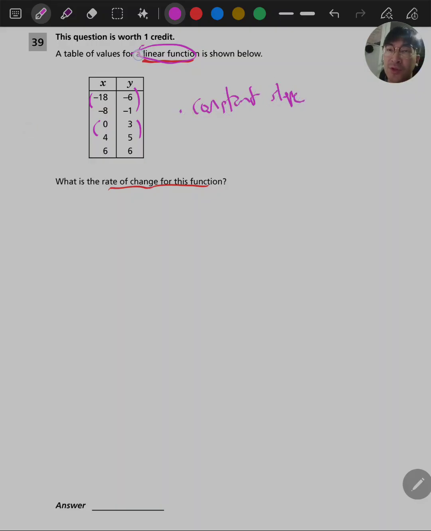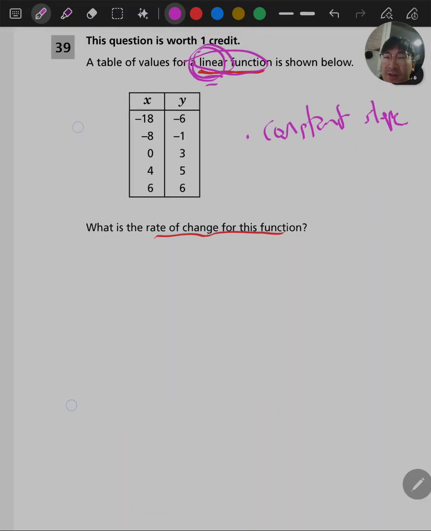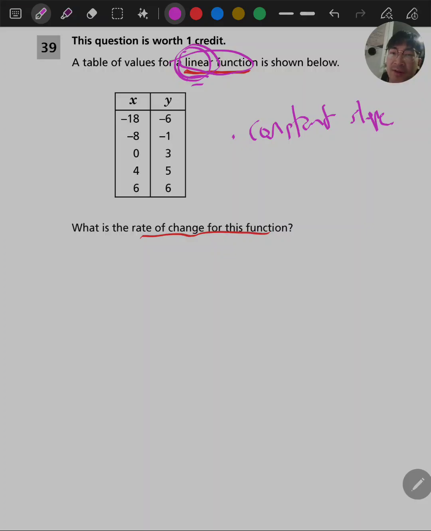So if you just use this assumption that it's linear, then you can do this in many ways. You can just choose 2 points that you like. Okay, but if you're a little paranoid and you want to check, you can also check. So watch that other video though. So let's try it. What is the rate of change for this function? We have to find out what the change in Y over the change in X is. So what's the delta Y over the delta X?